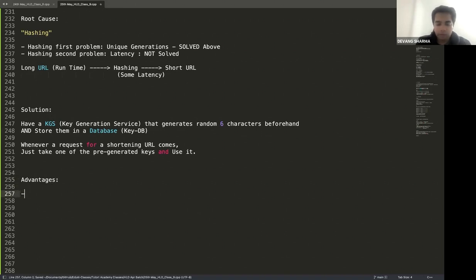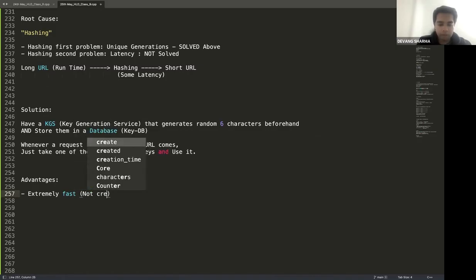Advantages. First thing first, we solved the problem that we were trying to solve. The problem was introducing latency on the go. This is extremely fast because I'm not creating anything at the time of the request. It's already been created. The request comes, it picks the response, goes back. That's it. These are pre-generated keys.